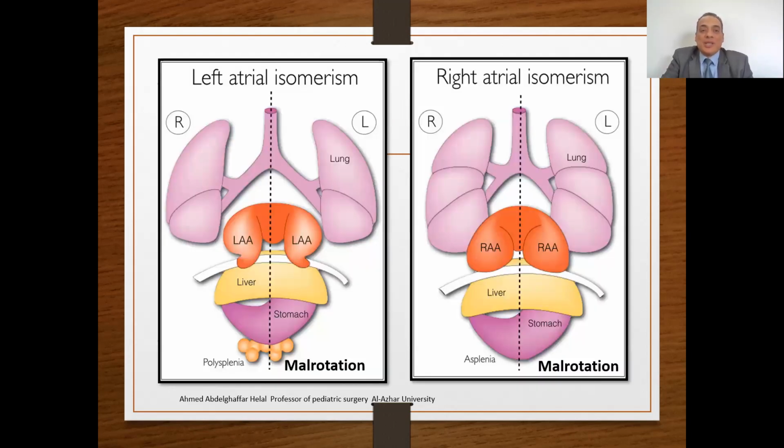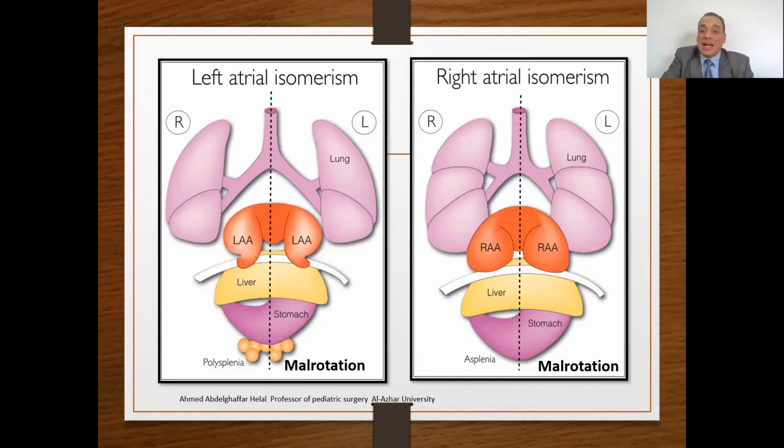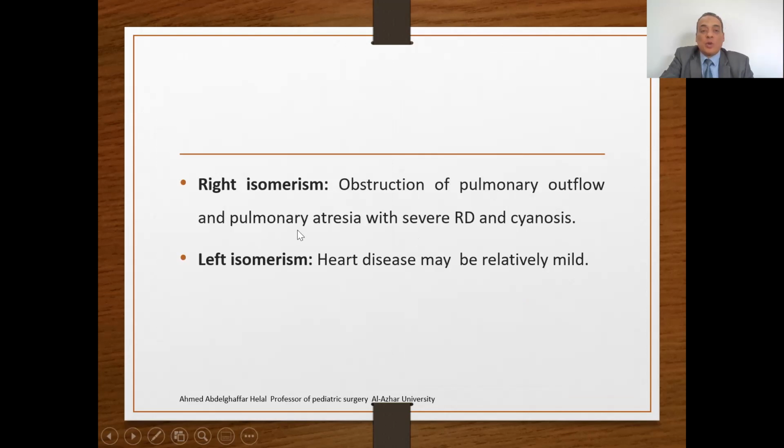As we see, the cardiac and associated anomalies may be what is called left atrial isomerism and right atrial isomerism. You can observe that in such cases of left isomerism, the left atrium is mirror imaged on the other side, and there will be no right atrium, with absent pulmonary veins. The liver will be midline, the stomach too, and there will be polysplenia with malrotation. In right atrial isomerism, there will be three-lobed lungs on both sides, the right atrium mirror imaged on both sides, the liver midline, and asplenia or absent spleen with malrotation. In right side isomerism, there will be obstruction of the pulmonary outflow and pulmonary atresia.